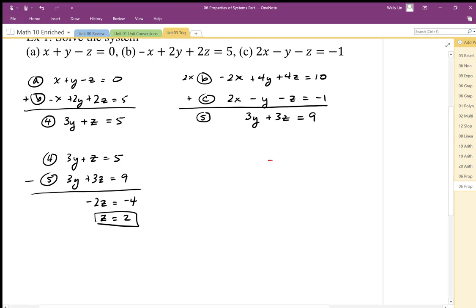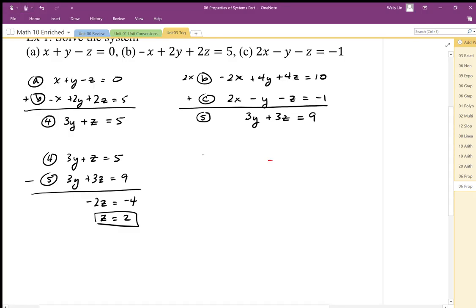Once I've solved for that one variable z, I now can substitute back into my equations to find the other values of x and y. So in this case, I have z. I have a relationship of two variables, so I can plug in the z value into either equation 4 or 5 to solve for the value of y.